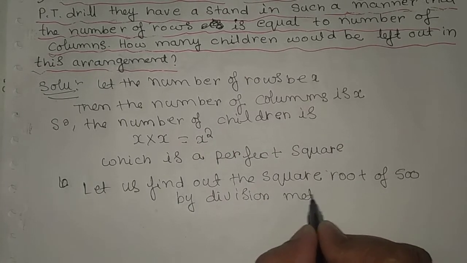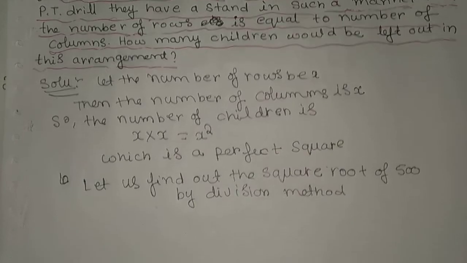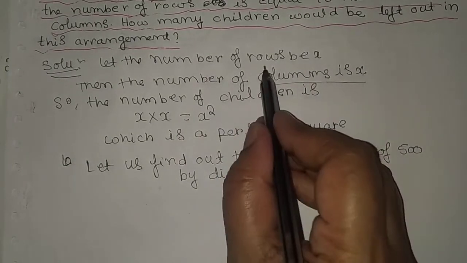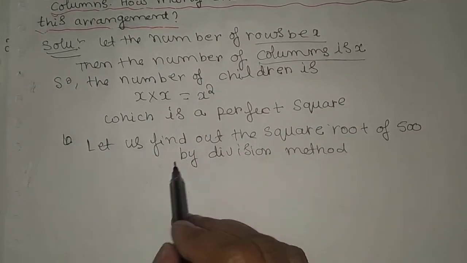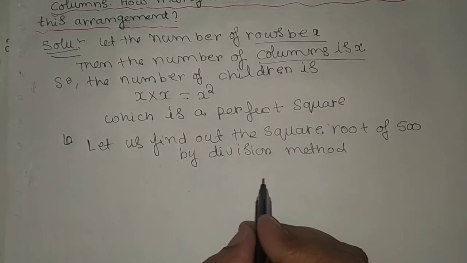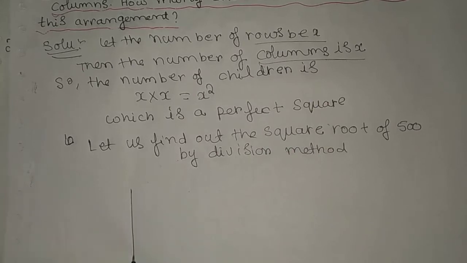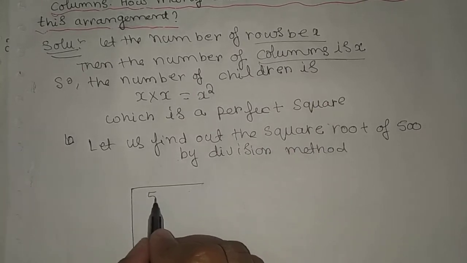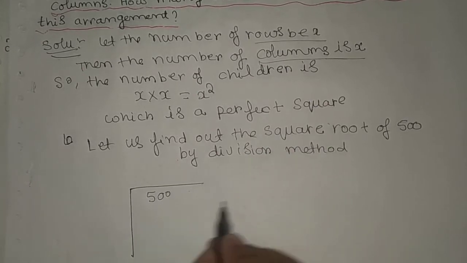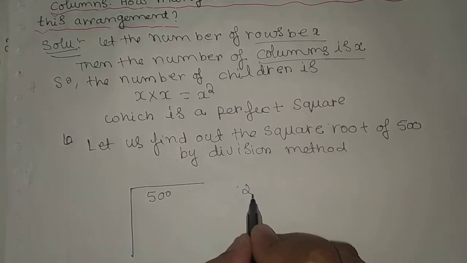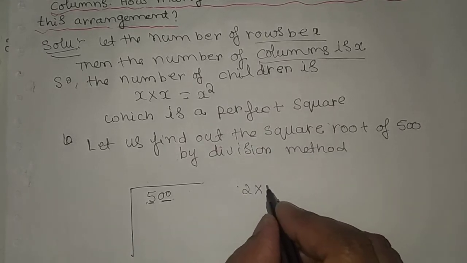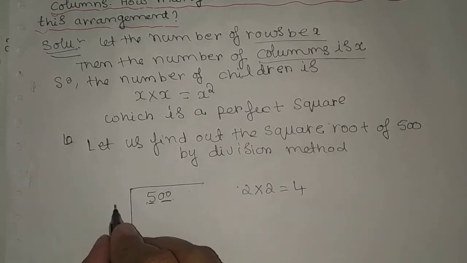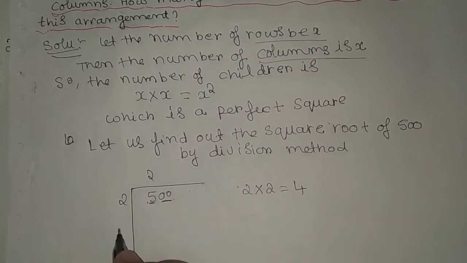First, take the rows as x, next the columns as y. Then multiply these two, x into x, we'll get x square, which is a perfect square. Now we'll take the 500 and find out the square root by the division method. First take 500, then pair the digits, this one pair, this one pair. Nearest square root is 2 into 2, 4.